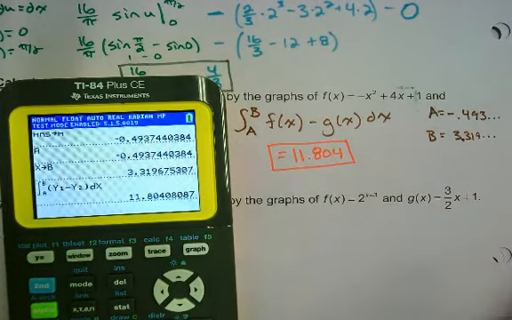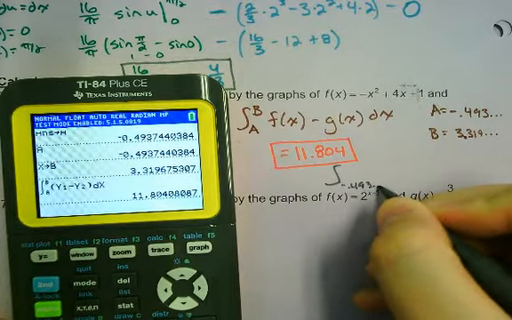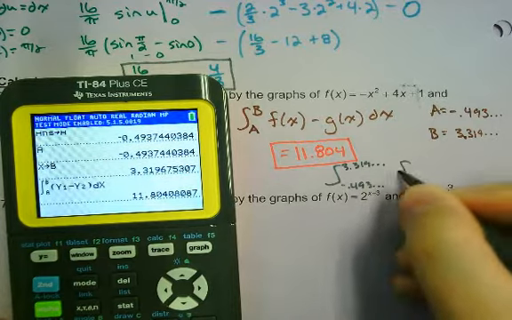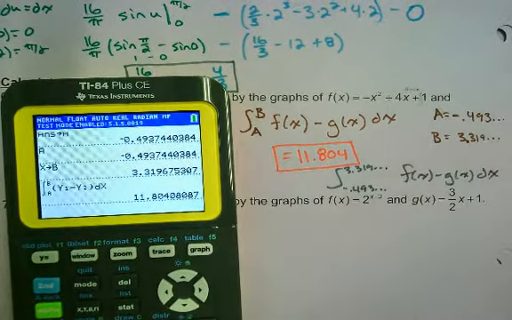Some people, instead of doing this, by some people I mean me, sometimes I'll just go, oh, from negative 0.493 dot dot dot dot to 3.319 dot dot dot dot of f of x. Is this acceptable? Yeah, that's totally fine. If you don't want it, just tell me that you put them in A and B or whatever.